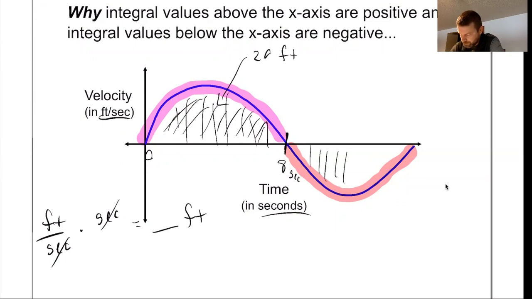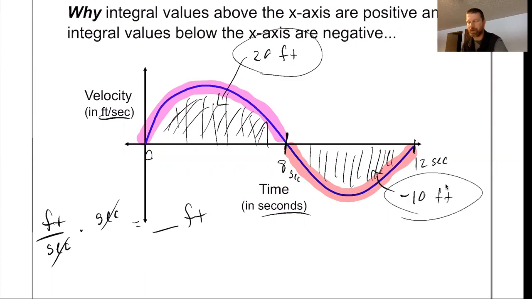Well, let's say we did this area and we found that that total distance was -10. That means I went 10 feet backwards. Let's say this ended at 12 seconds. Well, if I went 20 feet forward and 10 feet backward, that means the end result was I ended up 10 feet forward, right? 20 feet forward, 10 feet backward. That's why areas under the curve can be thought of as negative areas. Yes, area can't be negative, but the integrals can.